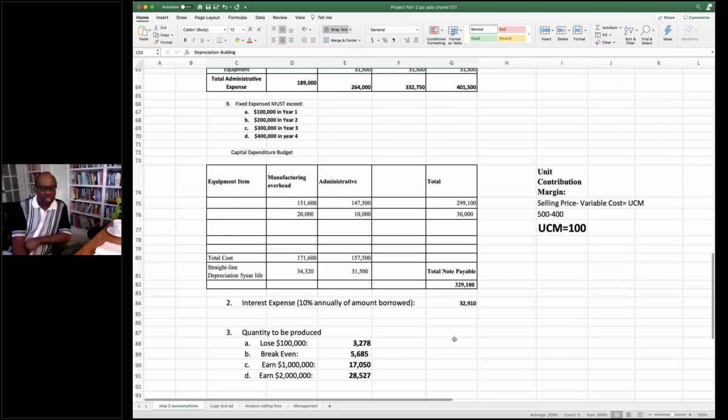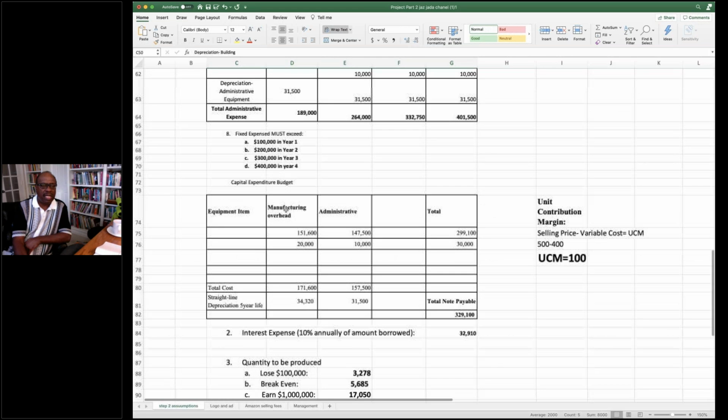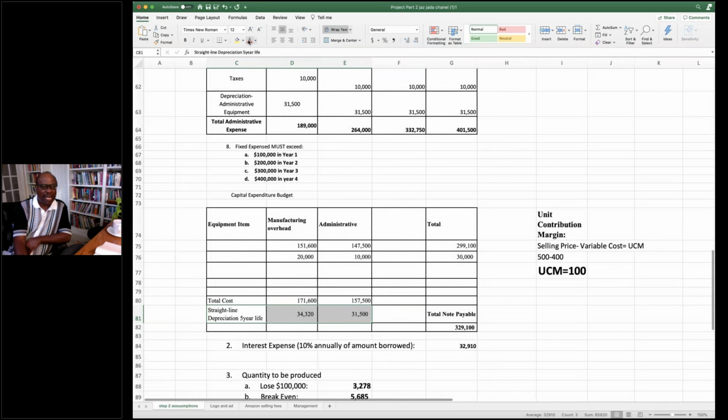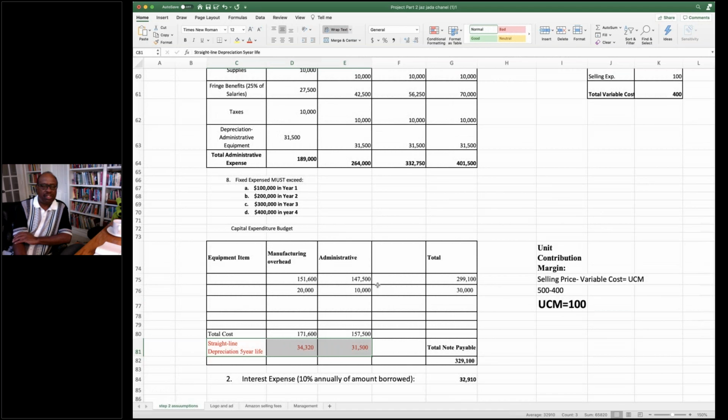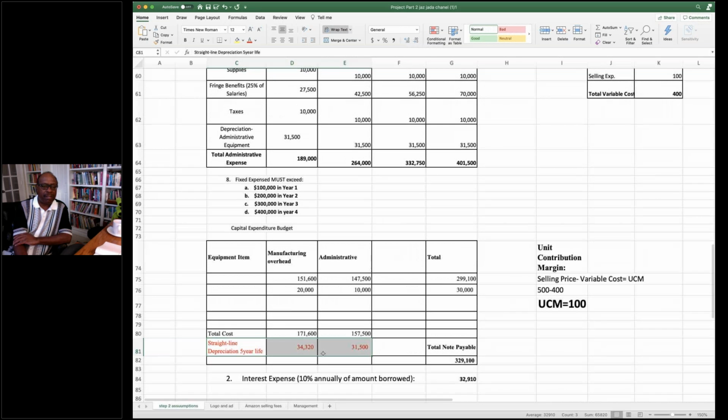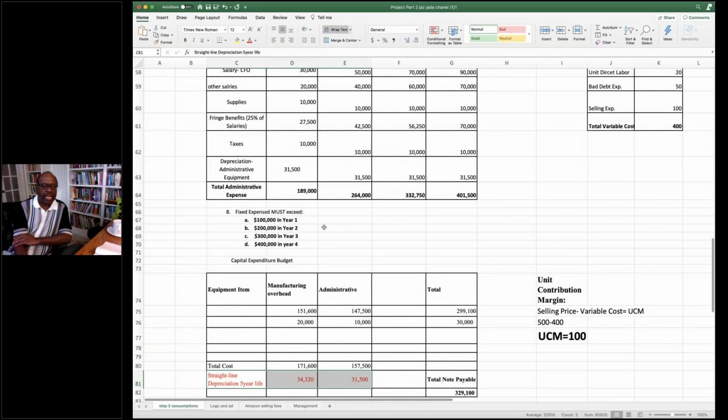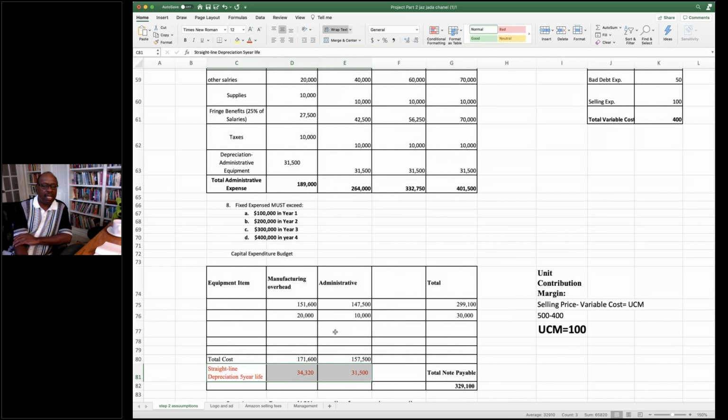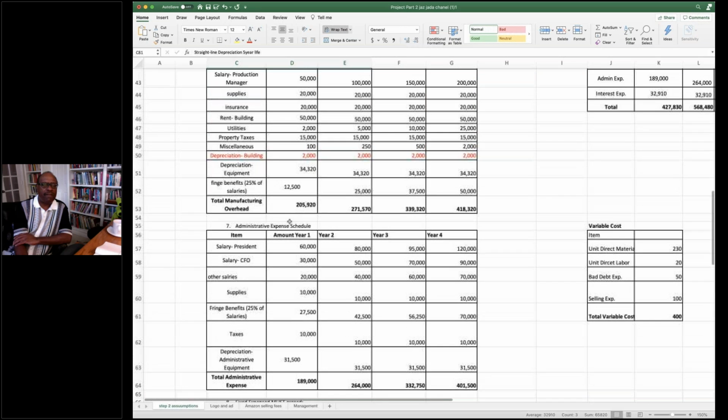Now, your depreciation comes from this schedule, so you don't just stick a number in. You use a 5-year life to calculate your depreciation. So you got to estimate the cost of what you're buying and get your total cost of all your equipment, manufacturing side, administrative side. Then you're going to divide by 5 years. So everybody using a 5-year life to come up with, like they came up with 34,320 for the manufacturing overhead.